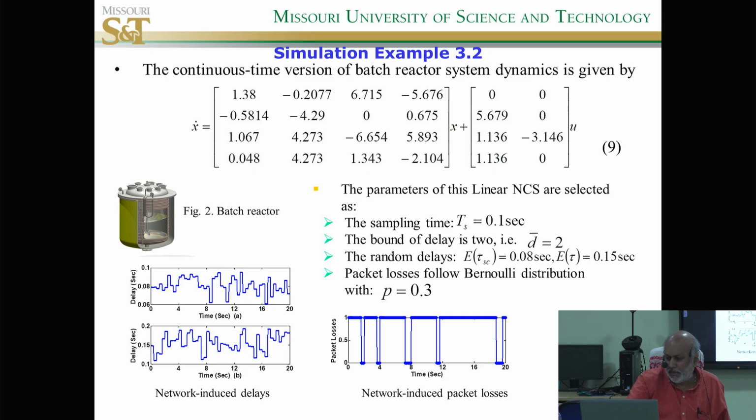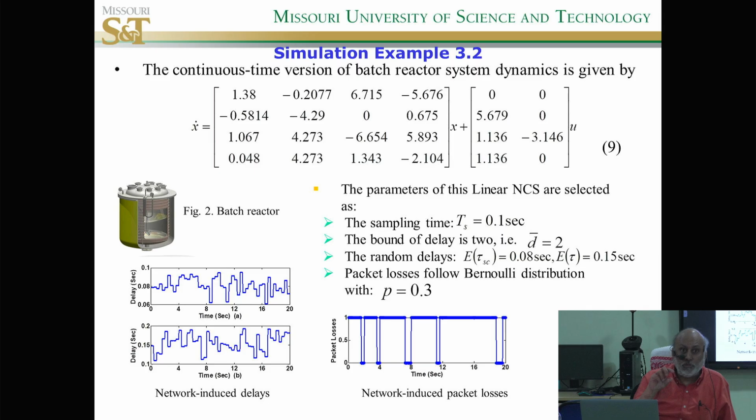The random delay's expected value of sensor to controller is 0.08 seconds. Expected value of the controller to the actuator is 0.15 seconds. The packet losses follow Bernoulli distribution. These are all coming from stochastic control theory. So you see that that's the packet loss. When it goes down to 0, that means packet is lost. So this is a Bernoulli distribution. Okay, so packet is not lost and lost. Lost means it goes to 0.